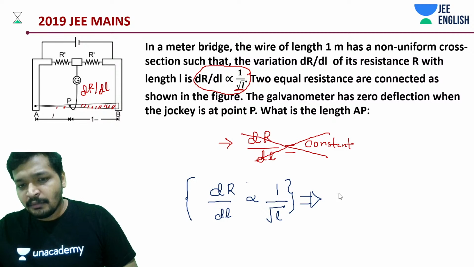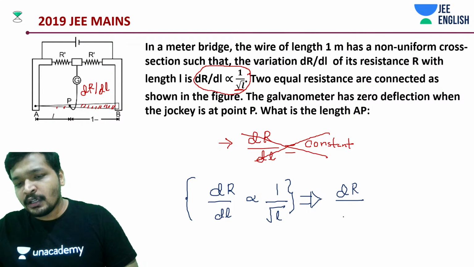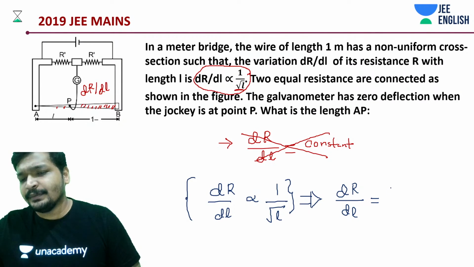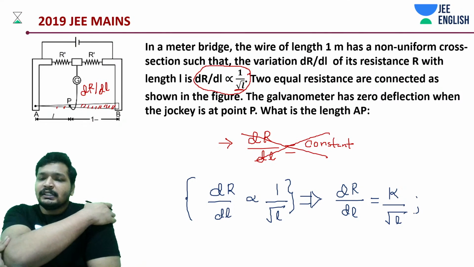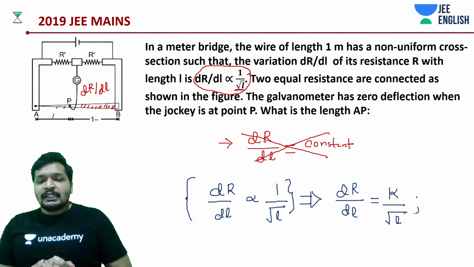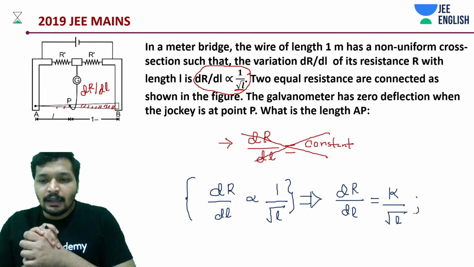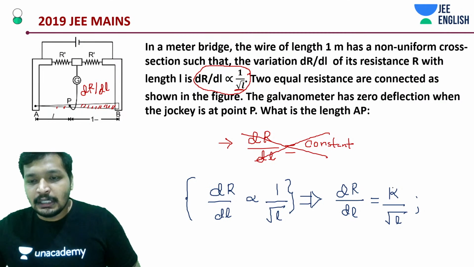Can we say something like this if you know this? dR by dL is equal to some constant into root L. Can we do that? We will keep on changing this constant value as we do in every chapter. Easy way to work around this. Now, we have got a function for dR by dL.